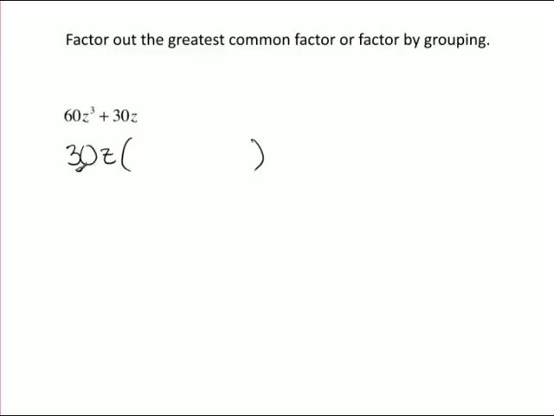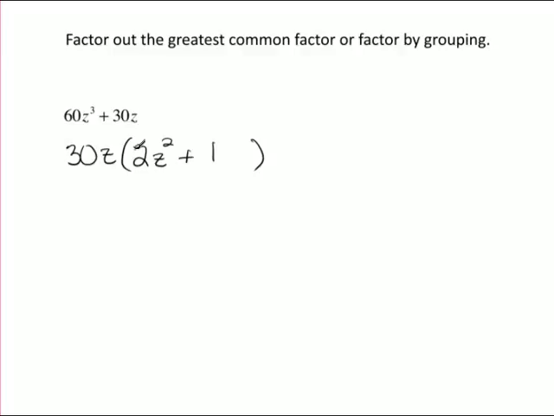And then the next question we need to ask ourselves is either 60 divided by 30, or you can think of it as 30 times what is going to give you the 60 in the original problem. So 30 times 2, and then z times z squared would give you the z cubed. And then 30 times 1 would give you a 30, and then z, we already have it here, so we don't need anything else. So when we factor out the greatest common factor, it would be 30z times 2z squared plus 1.